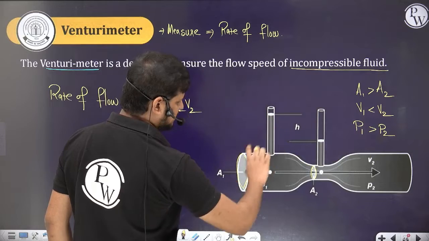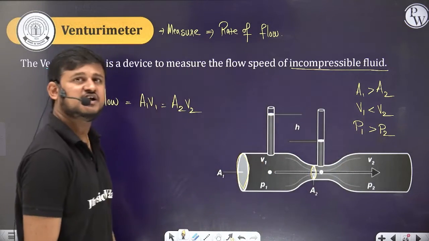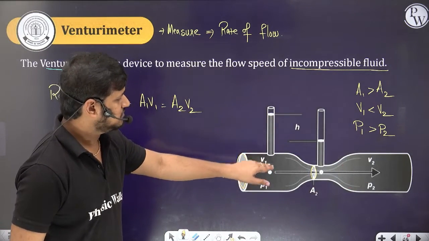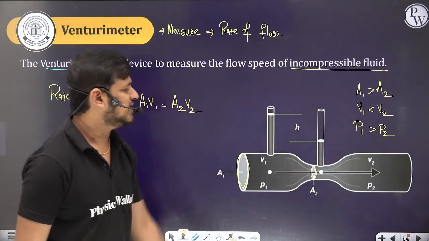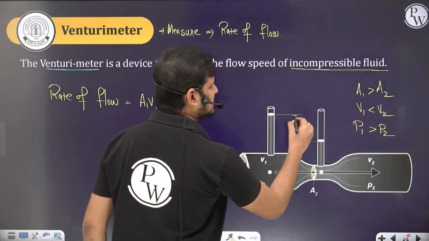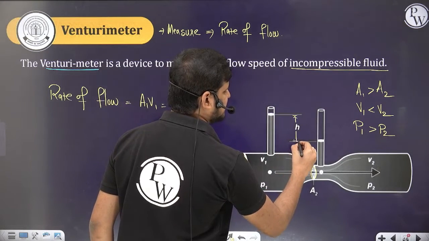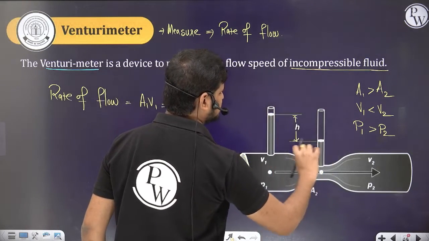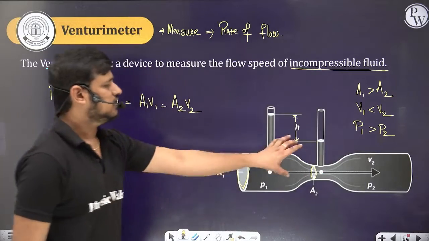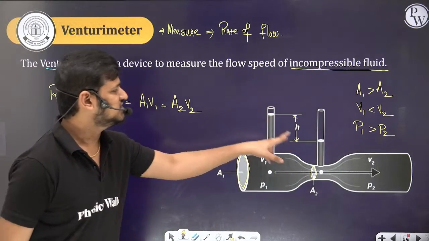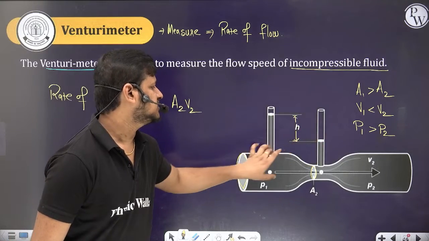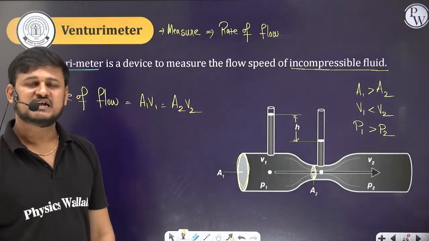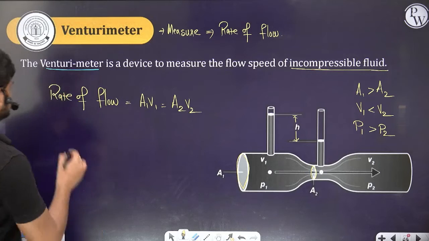If the liquid is flowing in this venturimeter, it raises to some height H1 here, and it raises to some height H2 there, and this is a height difference. So this is H1 and this is H2, which we can write as H1 minus H2 is nothing but H. This H1 minus H2 is the height H. Done, guys? Clear?